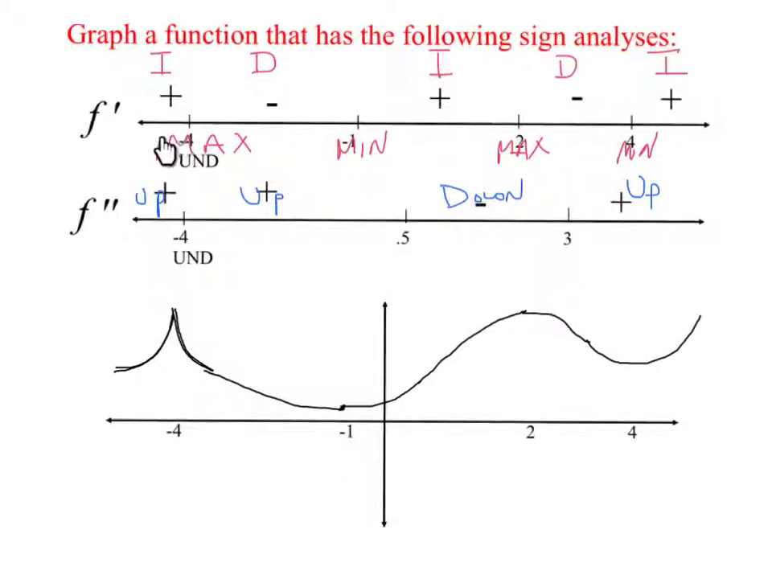Am I increasing here? Yes. Am I decreasing to -1? Yes. Am I increasing from -1 to 2? Yes. Am I decreasing from 2 to 4? Yes. And am I increasing after that? Yes. Am I concave up until -4? Yes. Am I concave up from -4 to 0.5? Yes. Am I concave down from 0.5 to 3? Yes. And am I concave up after that?